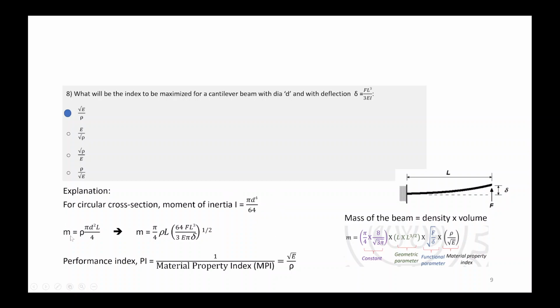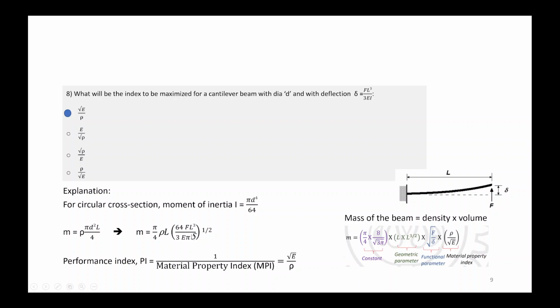Now, we will be taking the mass of the beam, which is density times the volume. So density is rho and volume will be pi r square h. In terms of d, it will be pi d square L upon 4. Now we'll be putting the value of d square in terms of this formula, and then we find pi by 4 rho L, 64 F L cube upon 3 E pi delta to the power half.